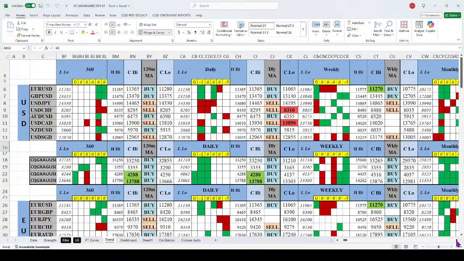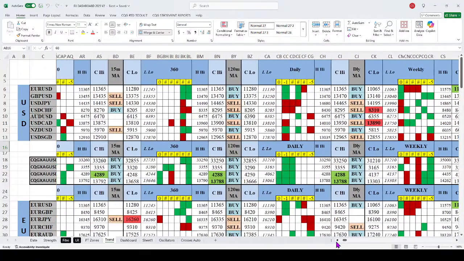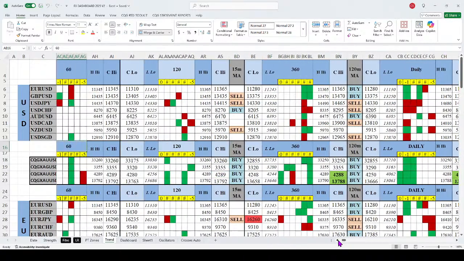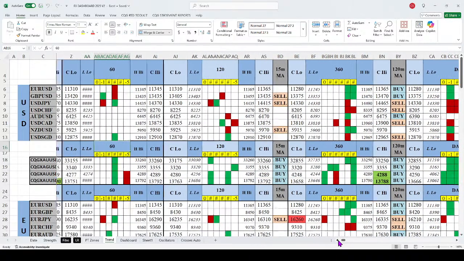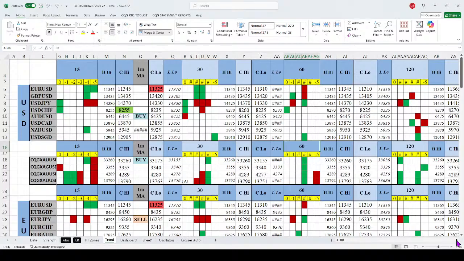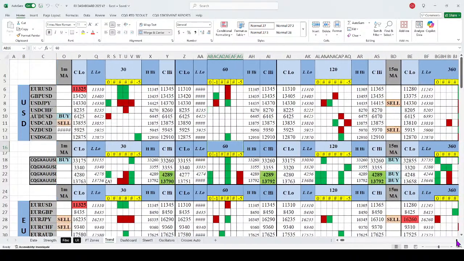Okay, monthly is flat. Weekly is up above 11270. Daily is flat with an upside view. Then the 360 is flat with an upside view, and all are flat. So I think we can look to buy near the low, which is one.